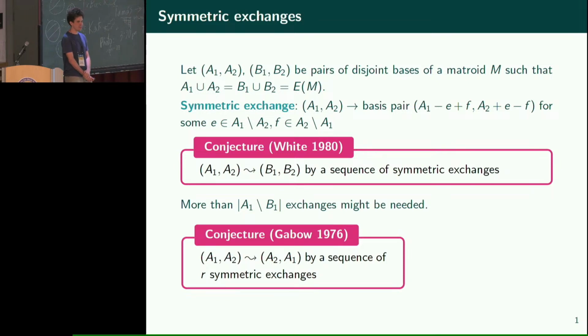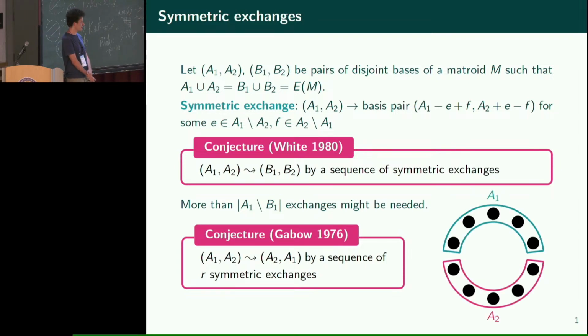Equivalently, if you like cyclic orderings, this is equivalent to saying that there is a cyclic ordering of the ground set of the matroid, such that the given bases A1 and A2 form intervals of length r, and any other interval of length r is also a basis. So this will be a sequence of length r that goes from the first basis pair to the second.